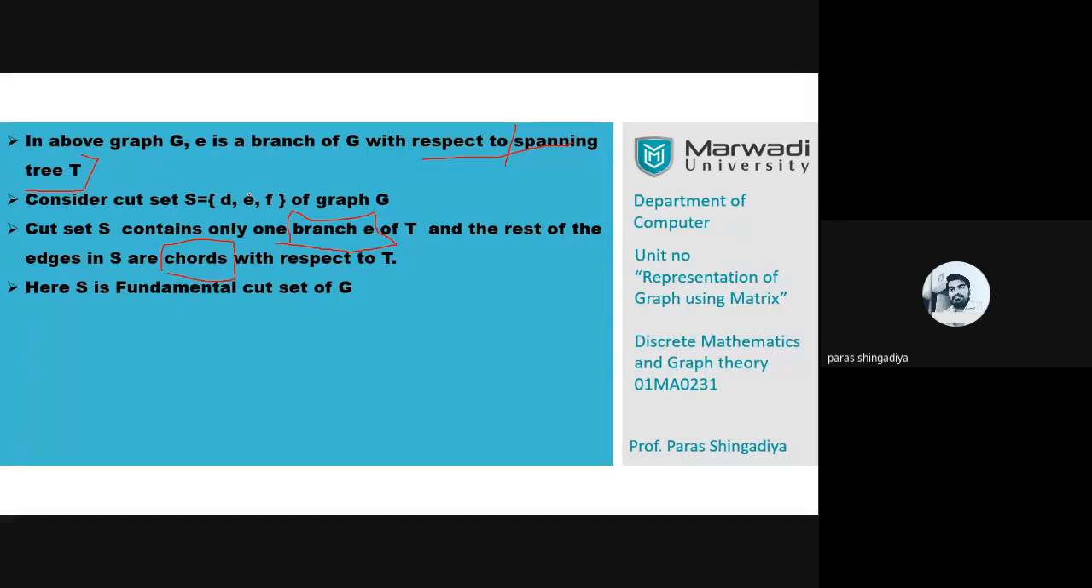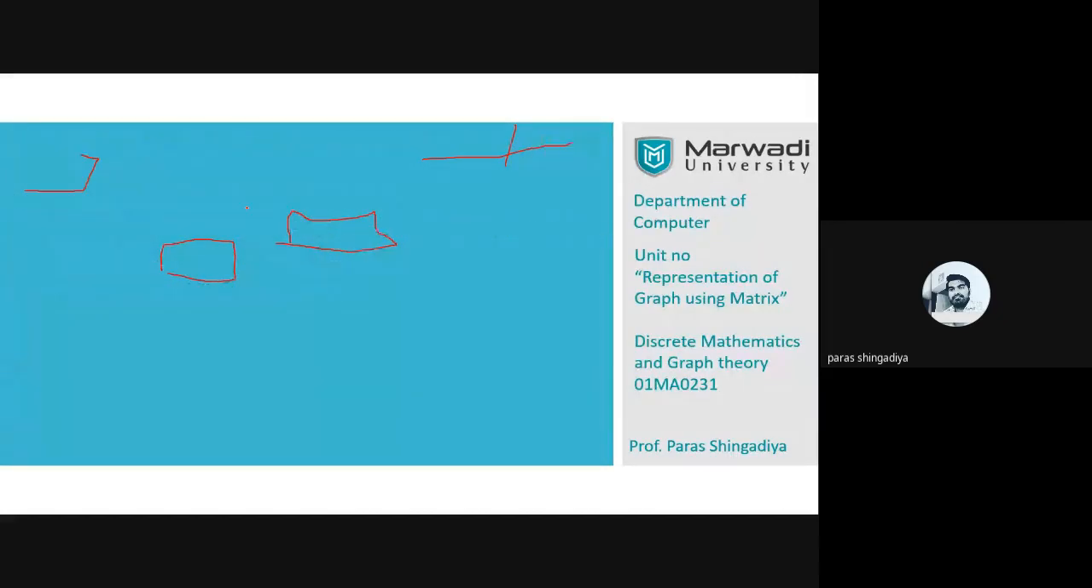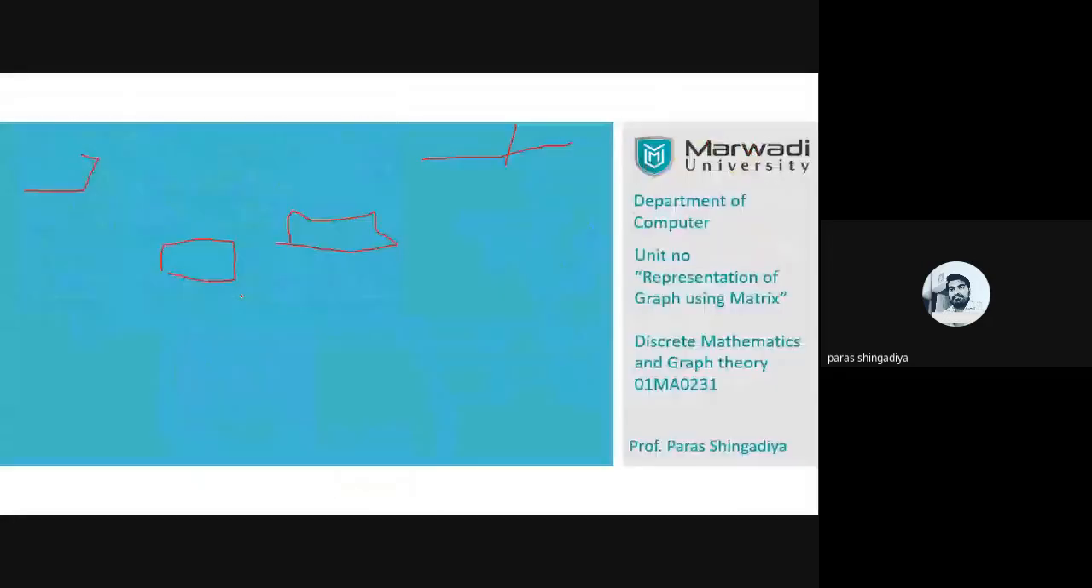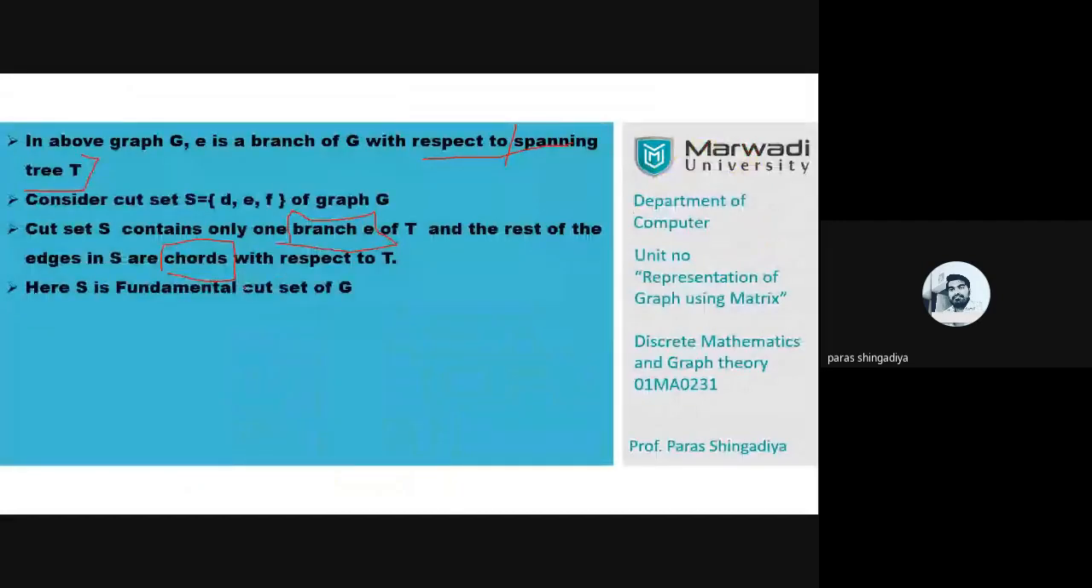You can also write the remaining examples: AB, ACD, DEF that we discussed in this paragraph, then HGF, KGF. These are all fundamental cut sets. So this is the topic of fundamental cut sets.